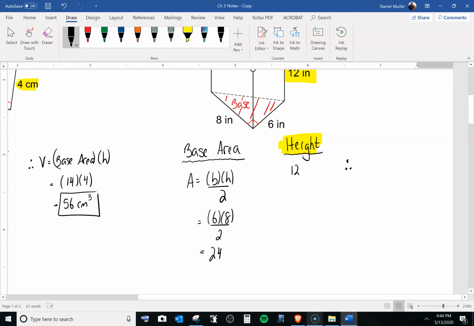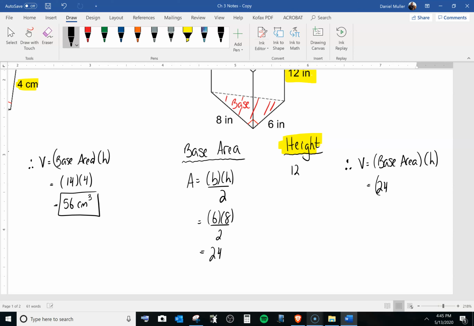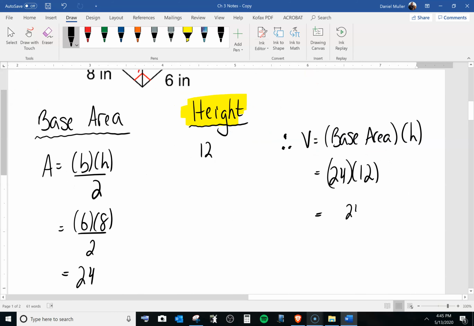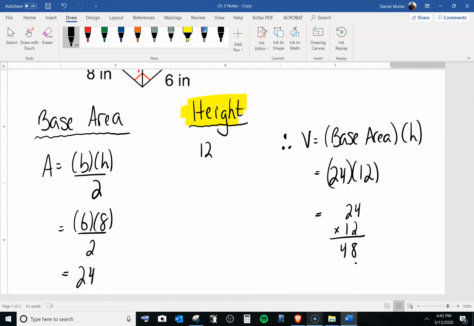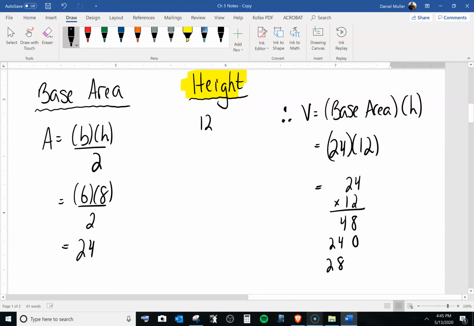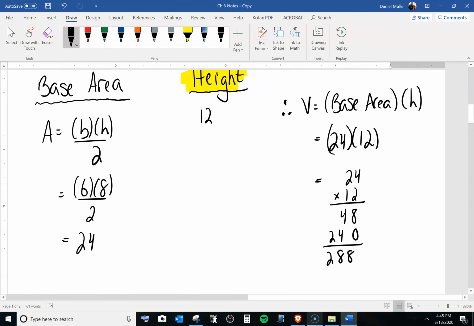Therefore, the volume is equal to the base area times the height. So you get 24 times 12. I actually have no idea what that is, just off the top of my head. So I'm going to do it this way. 2 times 8 is 16, and 4, 0, 4, and 2. So I'm going to get 288. Whatever our units are, inches. So it is going to equal 288 inches cubed.